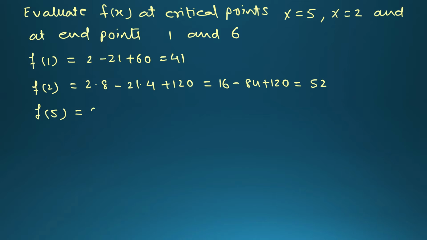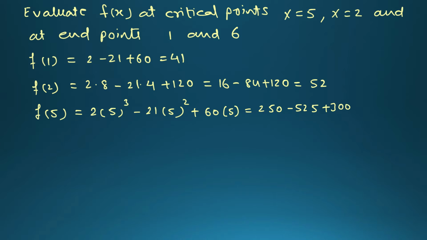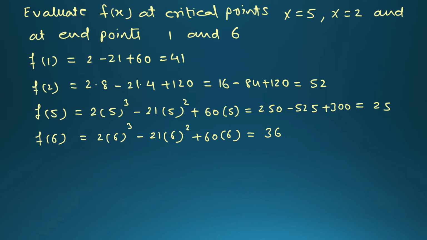f(5) is 2 times 5 cubed minus 21 times 5 squared plus 60 times 5, which gives 250 - 525 + 300, which equals 25. f(6) is 2 times 6 cubed minus 21 times 6 squared plus 60 times 6, which gives 36.